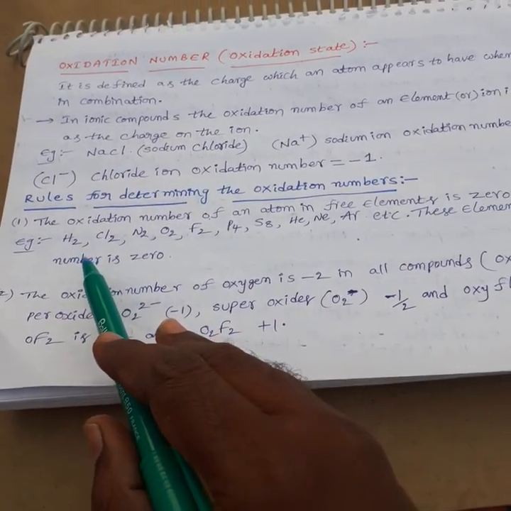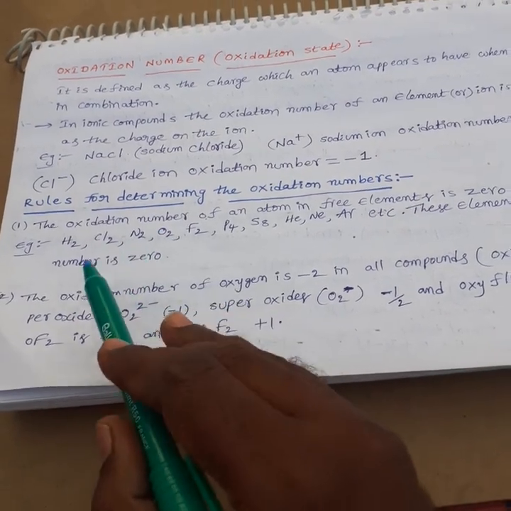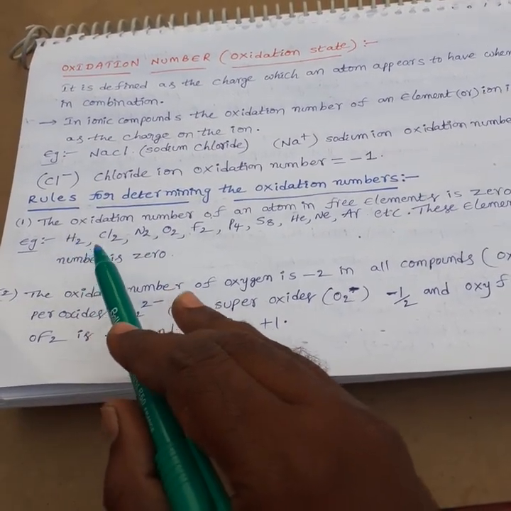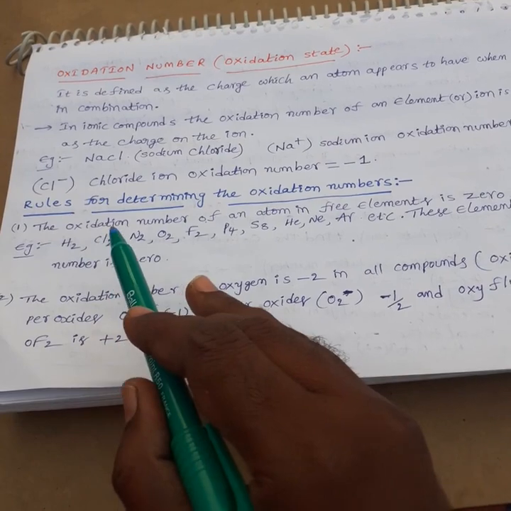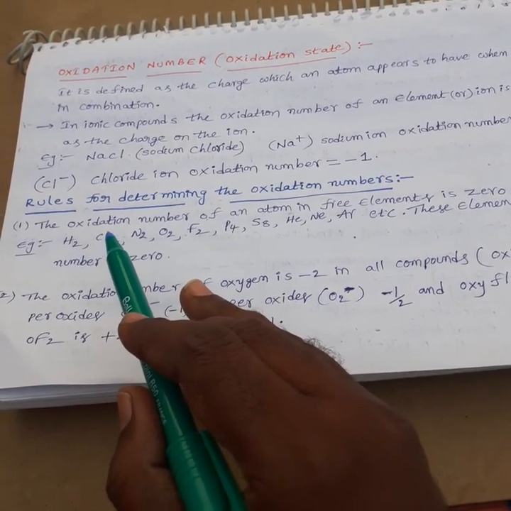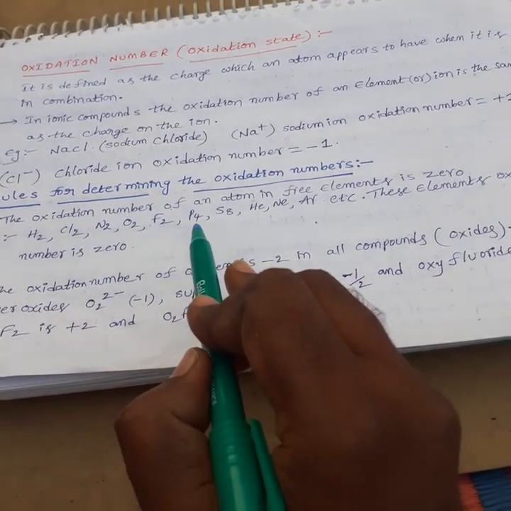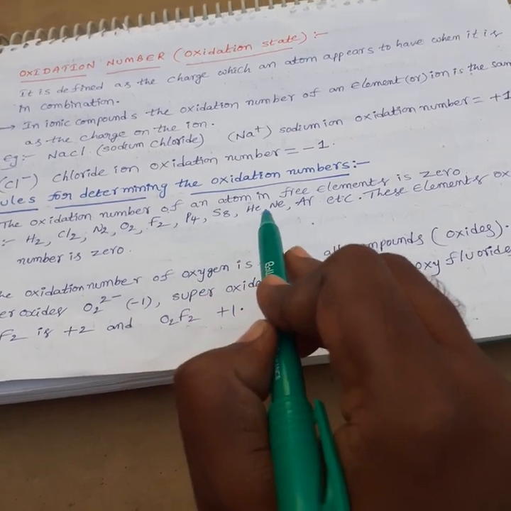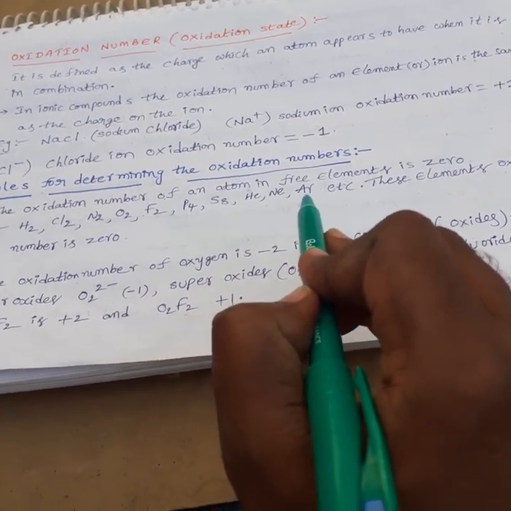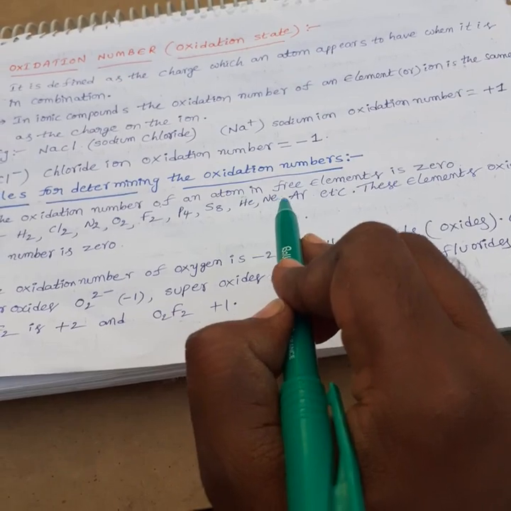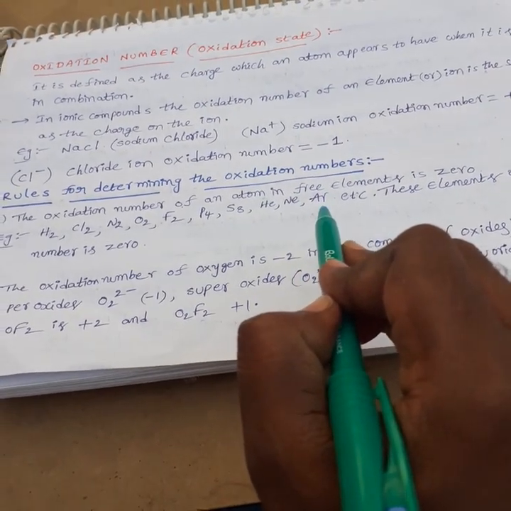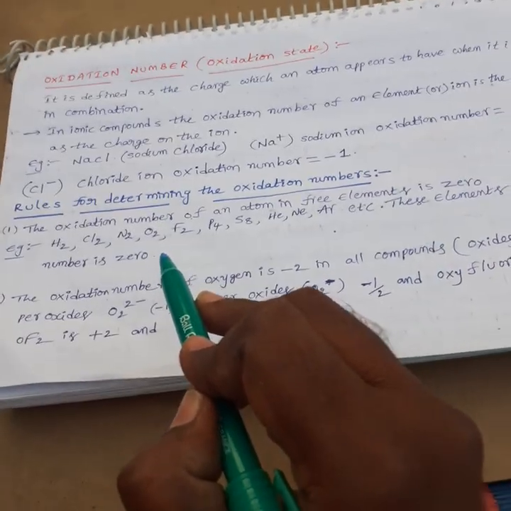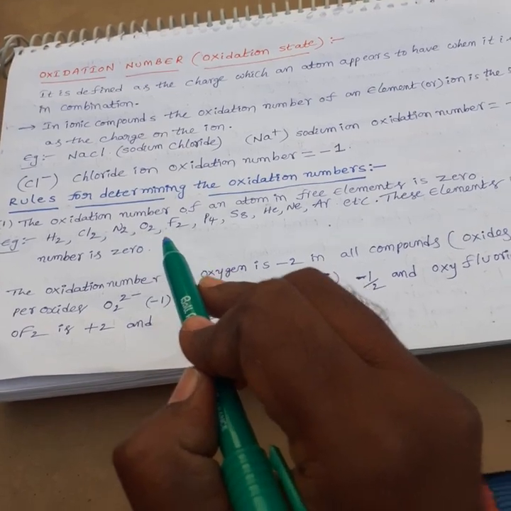Why? Because in H2, 2 hydrogen atoms are combined. In the chlorine molecule, 2 chlorine atoms are combined. In phosphorus, 4 phosphorus atoms are present. And helium, neon and argon belong to the zero group elements, because their valency is 0. That's why in all these elements the oxidation numbers are 0.